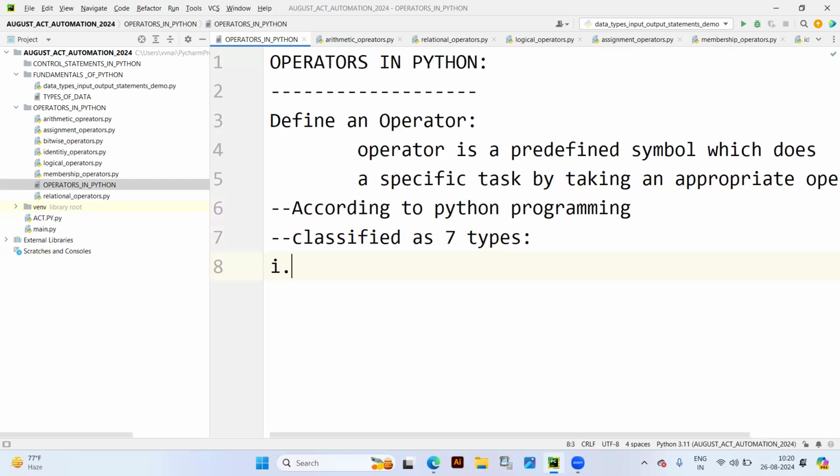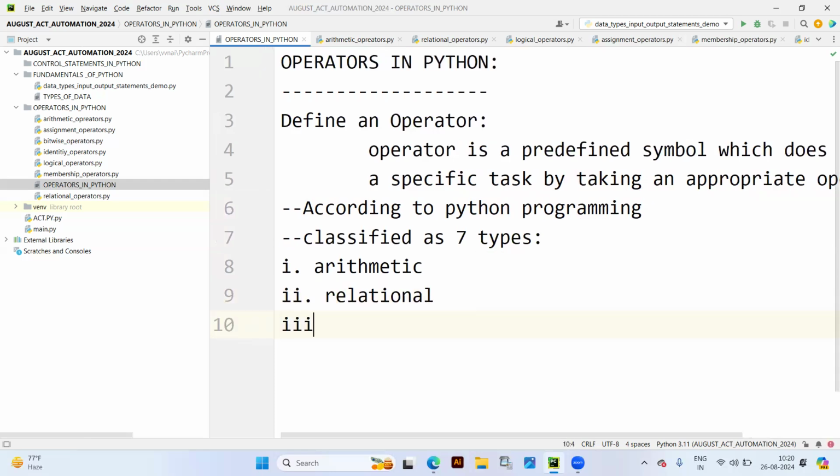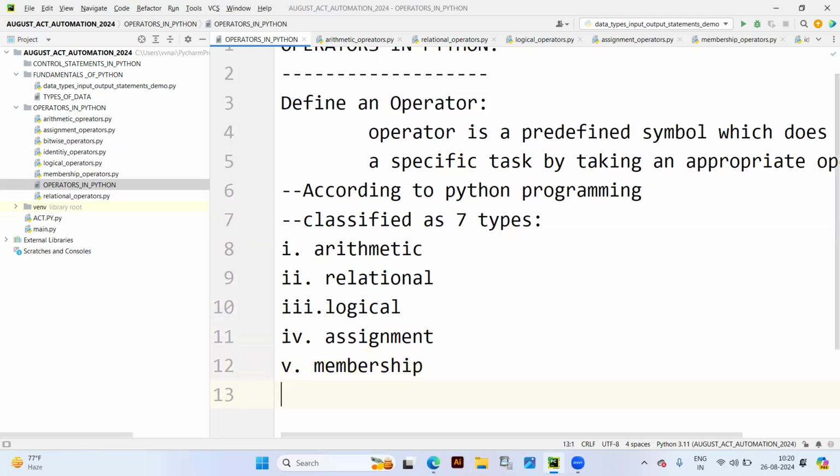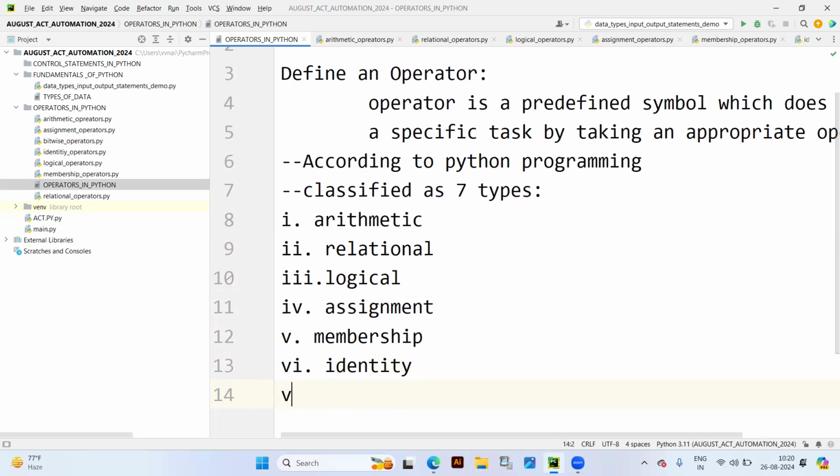The first category is, absolutely, arithmetic operators, relational operators, logical operators, assignment operators, obviously membership operators, identity operators, and lastly, we do have bitwise operators. Yeah, these are the 7 categories.